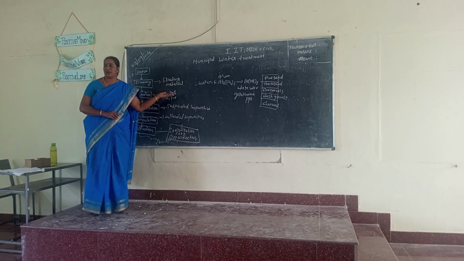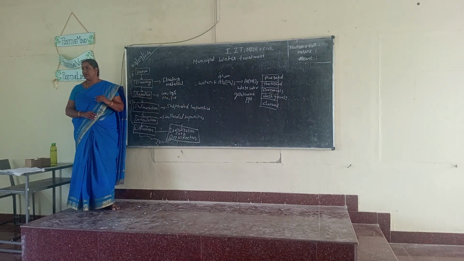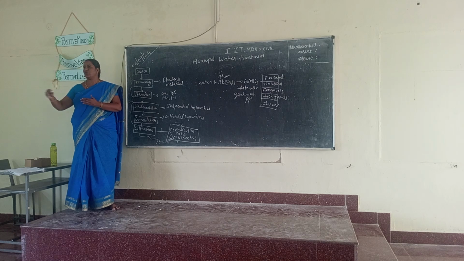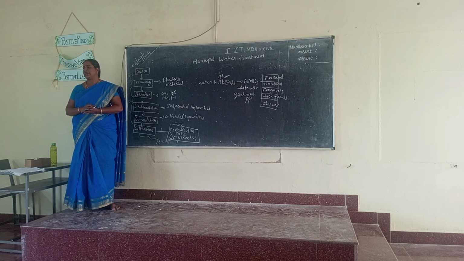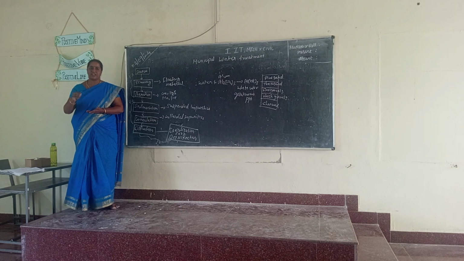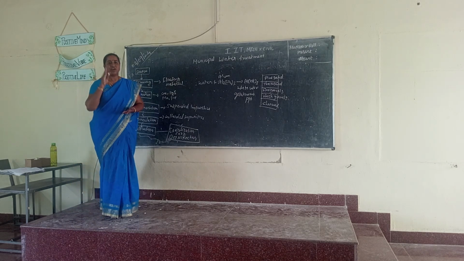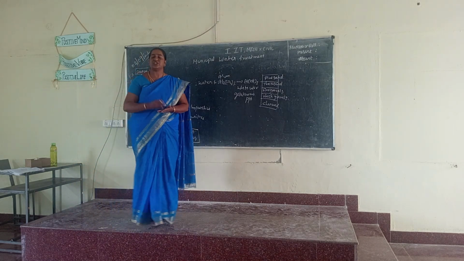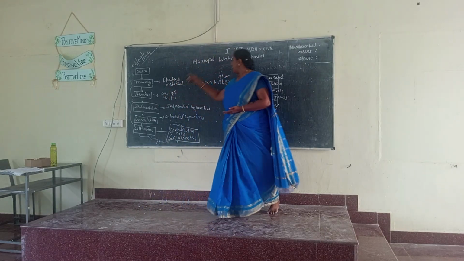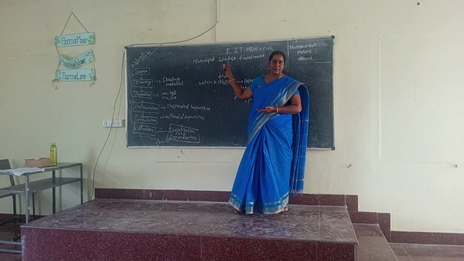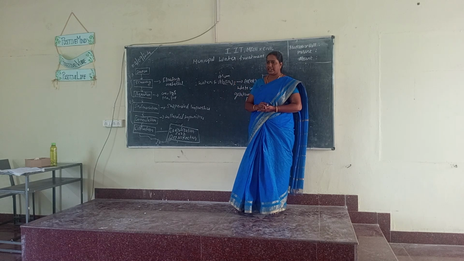The process is called coagulation. What is coagulation? Coagulation is the process of removing colloidal impurities. Say it once again yourself. What is coagulation? Coagulation is the process of removing colloidal impurities. What are colloidal impurities? Particles having the size 10⁻⁴ meter are called colloidal impurities.